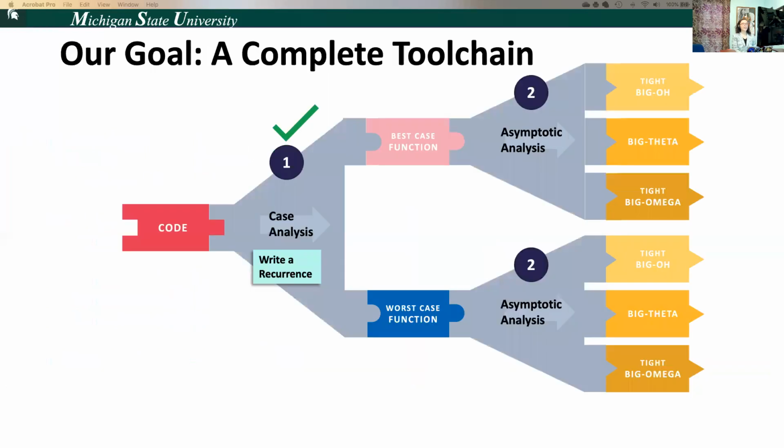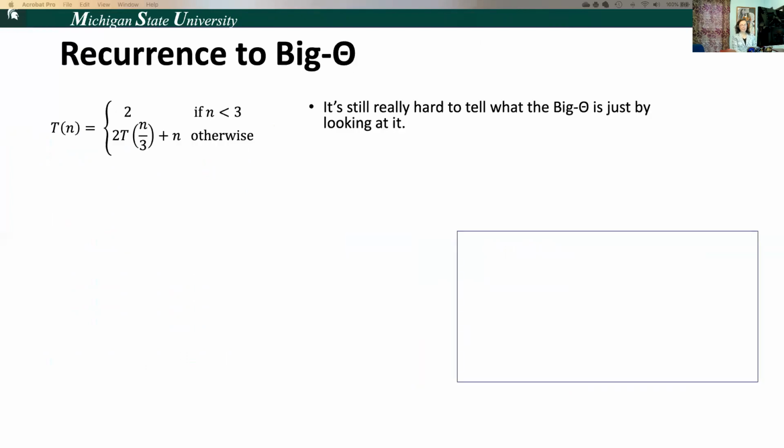So the tool chain has been completed. Now I looked at my algorithm, I came up with a recurrence, and using the recurrence, I will do the asymptotic analysis.